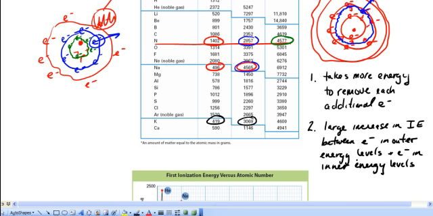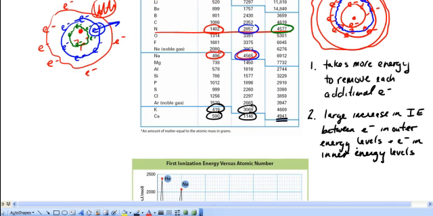Now, if you look at calcium, calcium has 2 electrons in the outer energy level, but when you want to remove the third electron, that third electron is coming from an inner energy level, and it's about 4 to 5 times the amount of energy as the previous electron. So there's always going to be a jump in energy, but as soon as you're removing an inner energy level, you get a big jump in energy required to remove that electron.